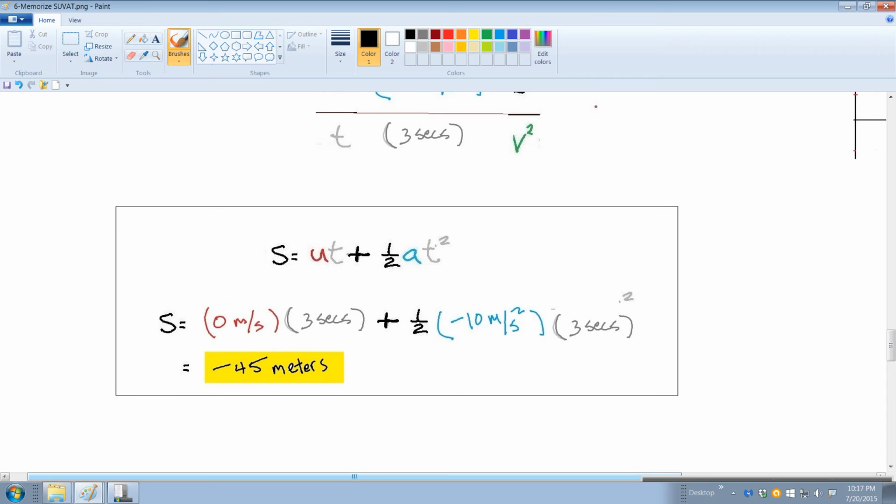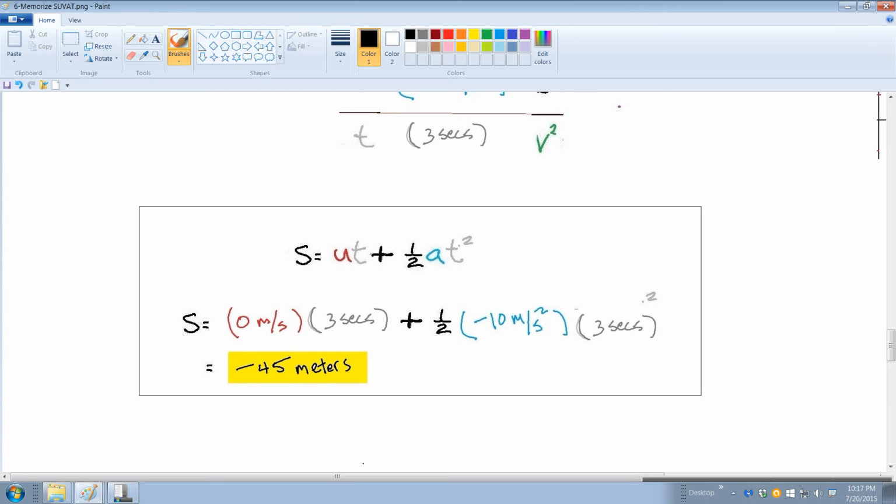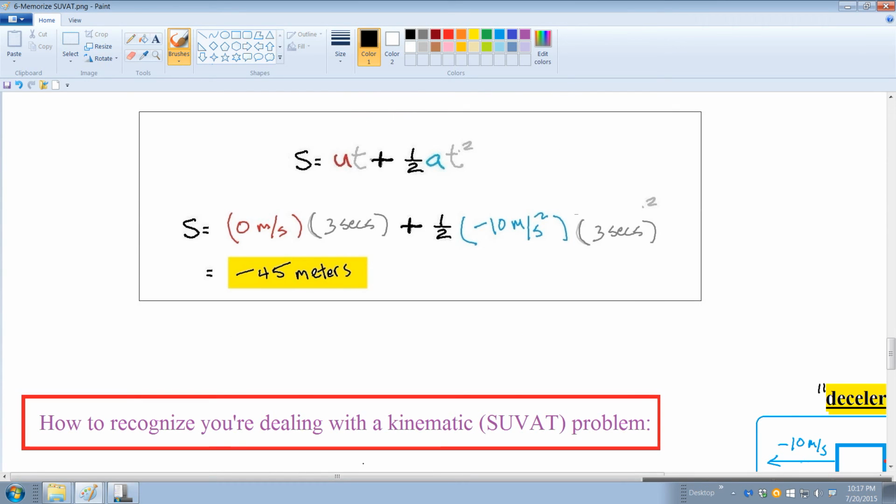So the answer is that the rock 3 seconds after you drop it will be displaced minus 45 meters.